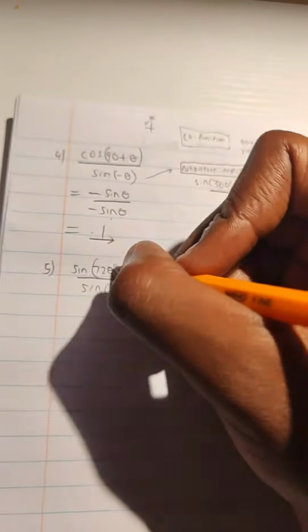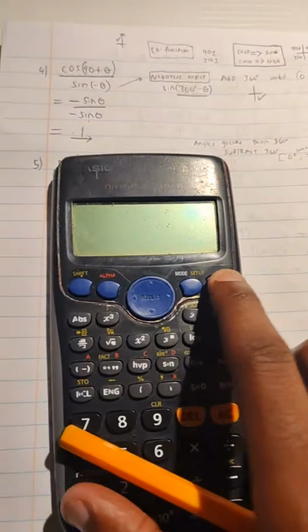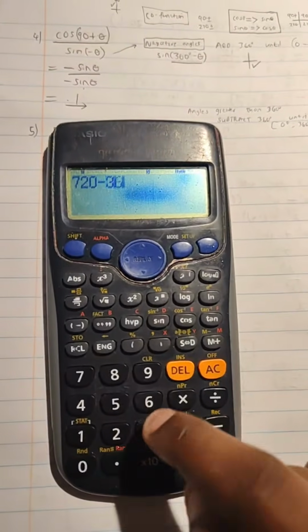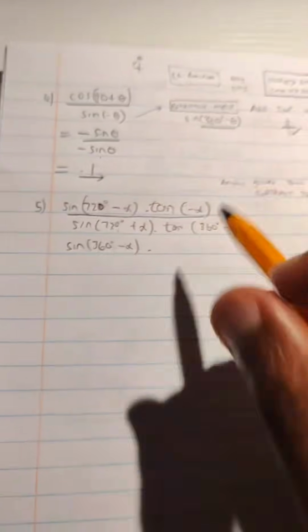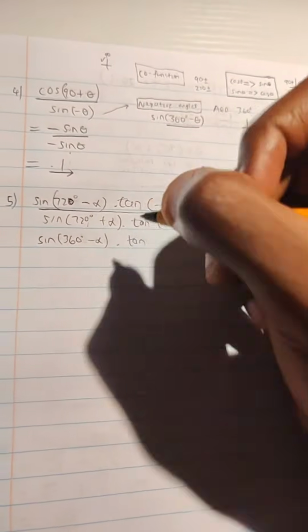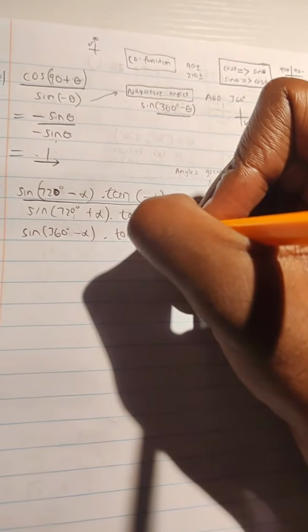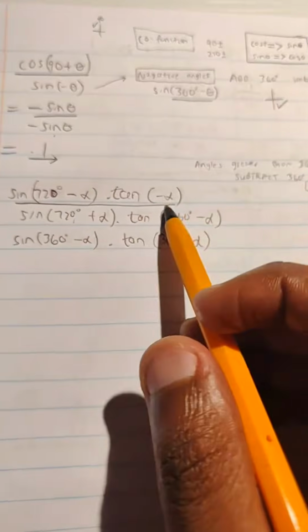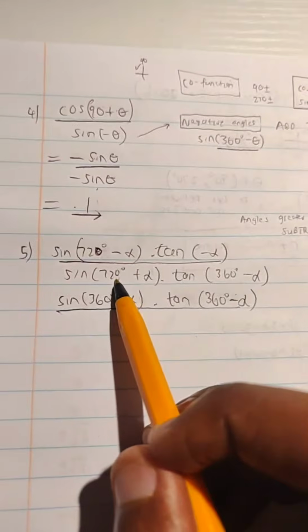So 720 degrees is definitely way above 360. So what we do is we grab our calculator. 720, we subtract 360 the first time, we get 360. So that's like now saying 360 minus alpha. That falls within the 0 to 360 interval. We are safe. Tan, this is a negative angle. We add 360, that's going to be 360 minus that angle. We are also in the 0 to 360 interval. We are safe.